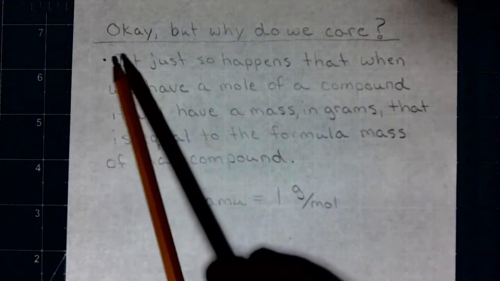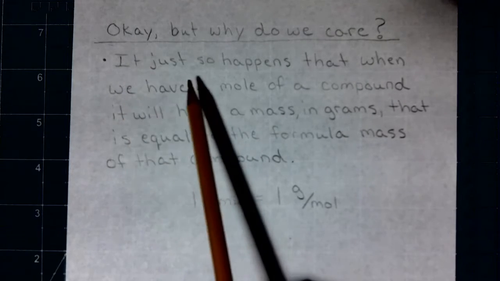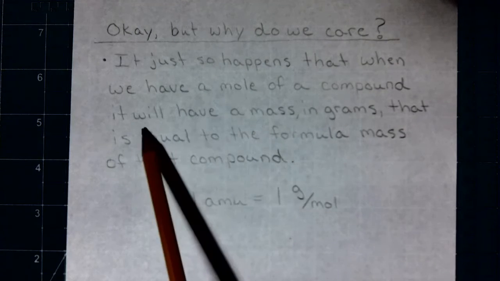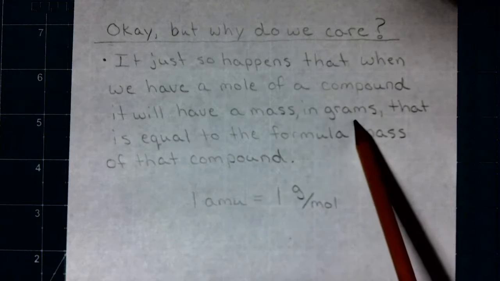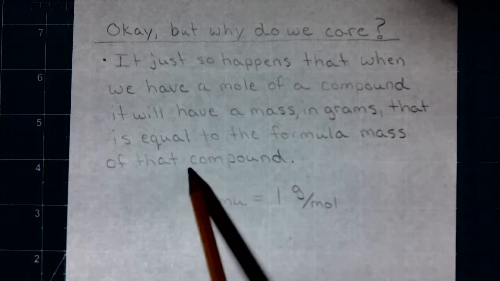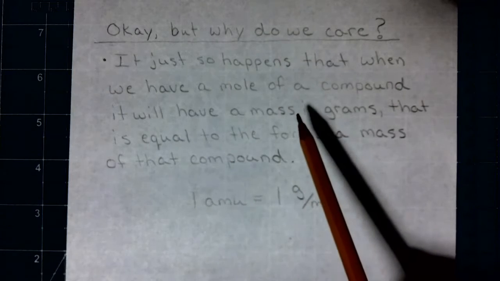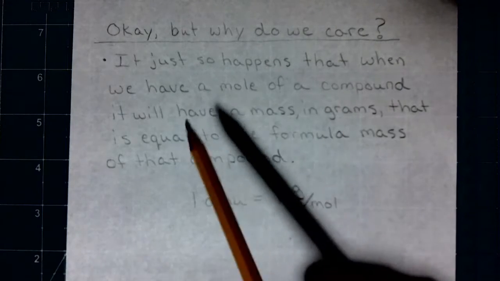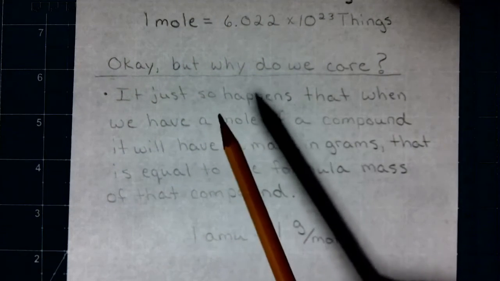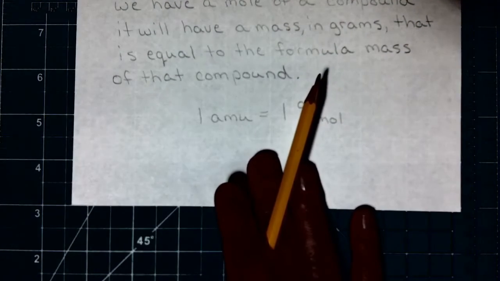So the first thing you're going to ask is, okay, but why do we care? It just so happens that when we have a mole of a compound, it will have a mass in grams that is equal to the formula mass of that compound. I'm going to give you some examples of how that works out, and I'm also just trusting that you guys are going to take my word for this. The story of why this is true all starts with a guy named Avogadro and some really cool experiments that he did with gases. And we might be able to talk about that a little bit in the final weeks.